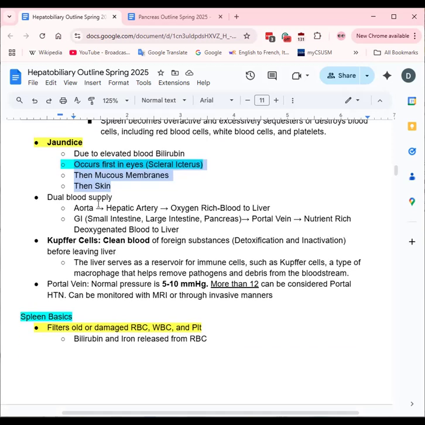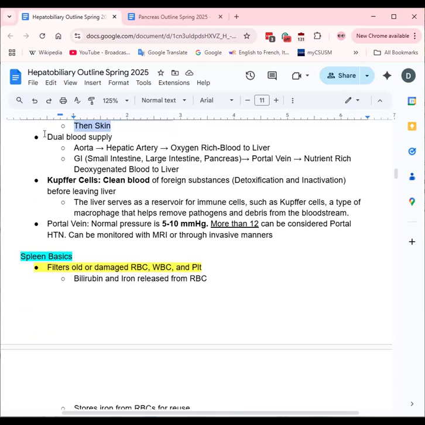So we talked about the dual blood supply. Something that was mentioned was the Kupffer cells, which help to clean the blood. So that's the detoxification. You don't have to memorize anything about the Kupffer cells, really. Just know that they exist. And then here, the portal vein gives you a common pressure that you also don't really, I don't believe, have to memorize, but it's here for you if you need it.